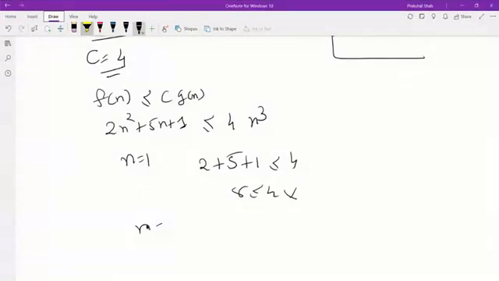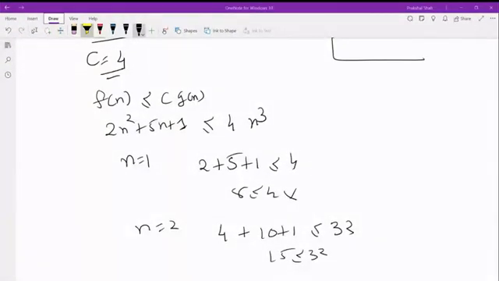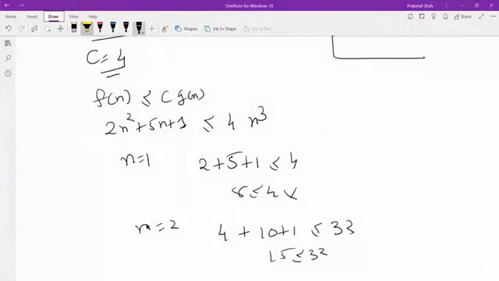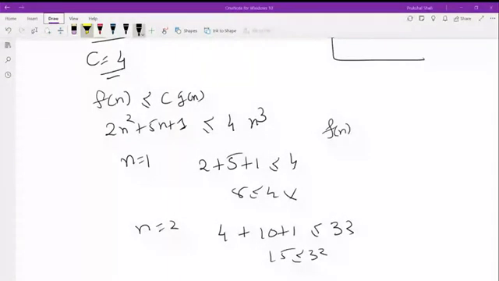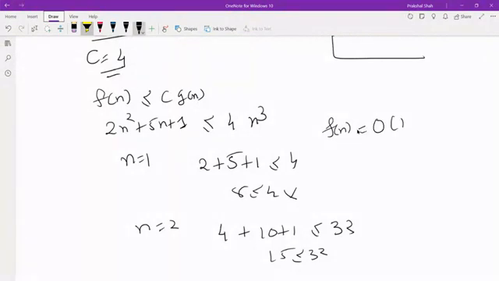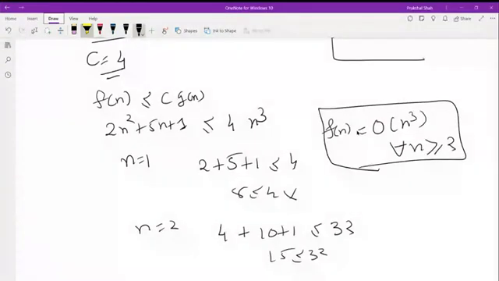For n equals 2, it will be 4 plus 10 plus 1 less than or equal to 4 times 8, 32. So 15 is less than or equal to 32. It is true. For n equals 2 it is true. So can I say that my f of n will be order of n cube for all n greater than or equal to 2? Can I say that?